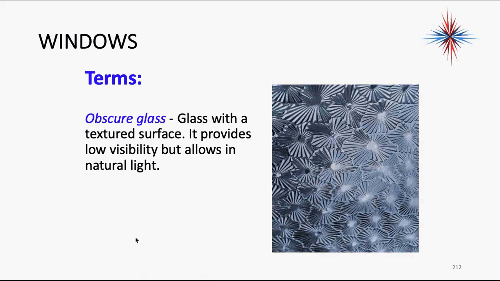Obscure glass is glass that provides a textured surface. You see this a lot on front doors. There's a textured surface that people can't just see through. You also see it a lot of times on bathroom windows. It provides low visibility but allows in natural light.